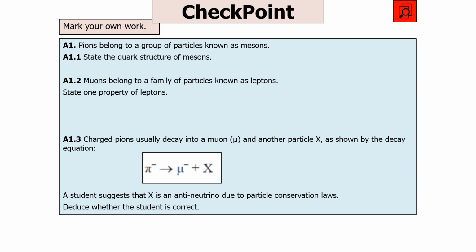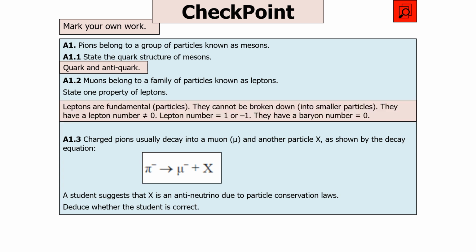Right, in this first one, it's just knowledge. A meson is a quark and antiquark. Now, you've also got to know the properties of leptons. That's just facts. So, leptons are fundamental. They can't be broken down any further into smaller particles. They've got a non-zero lepton number, so it's either +1 or -1, and a baryon number of 0. You could also say that they'll experience the electromagnetic and weak interaction, but not the strong interaction.